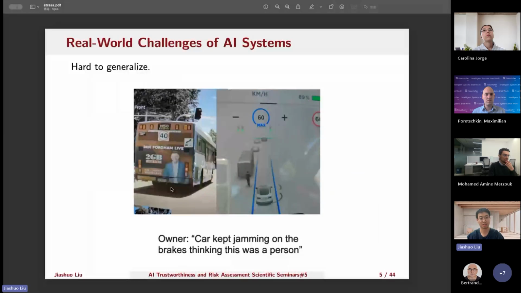The second challenge is the generalization problem, where we often see many examples where AI systems make mistakes. Here's one example. In this figure, the car kept jamming on the brakes, thinking that there's a real person in front of it. Clearly, it's an out of distribution sample here, and so it makes a huge mistake.